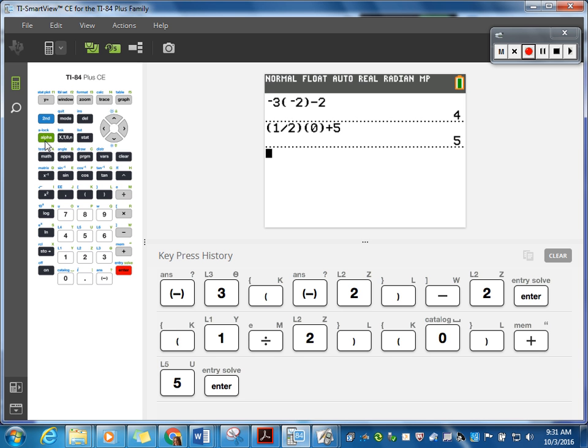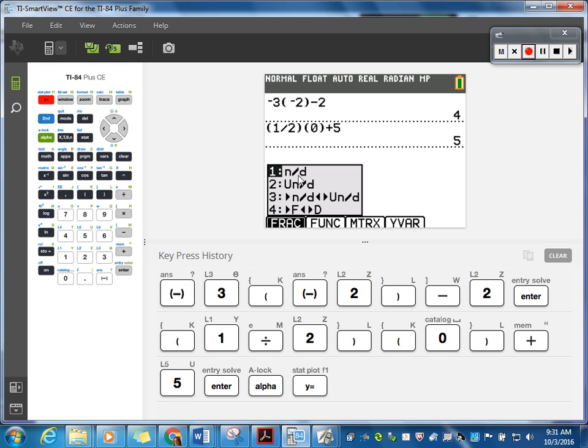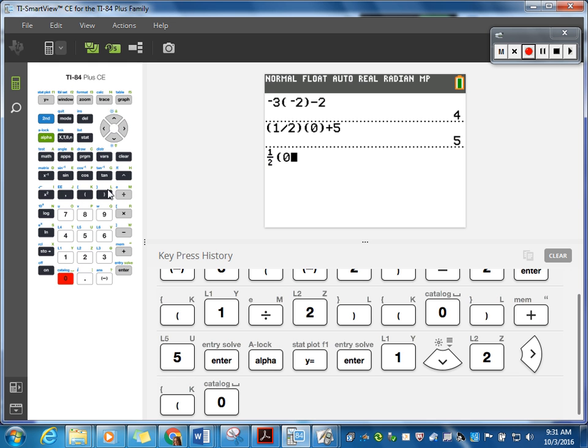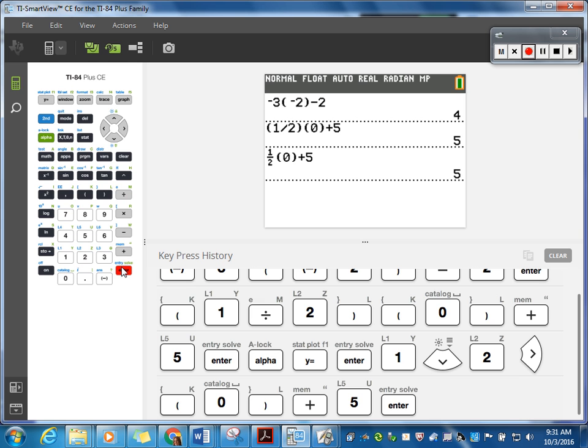Now, if you have a TI-84 and you have a new operating system, you could use math type. So if you go to the alpha button and then the y equals button, this is your numerator denominator. And when you press enter, you actually get the fraction. So you can actually use your down arrow and over arrow. Hey, look, we have 1/2. 0, and then add 5, and we get our 5 back.